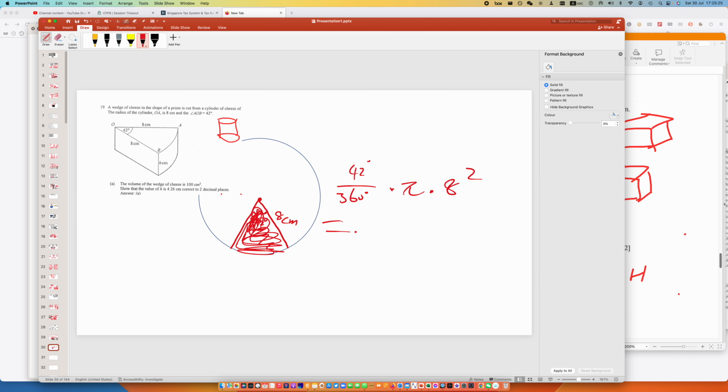140.74. Okay, good. 100 divided by this, because this is the base area. Because the base area times the height is equal to 100. So 100 divided by this, that will be the h. 100 divided by the answer.